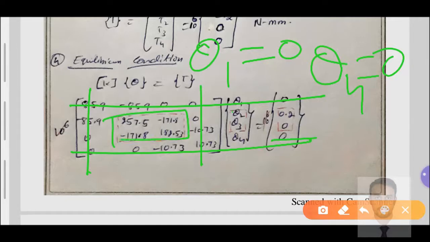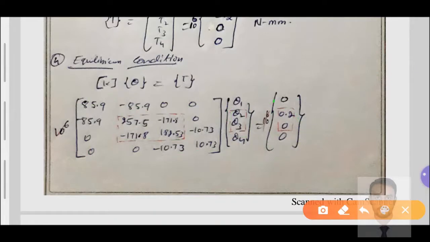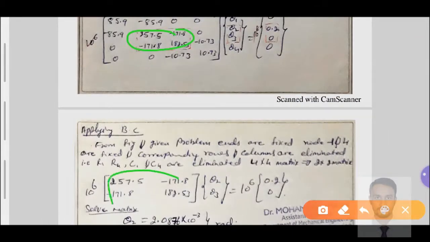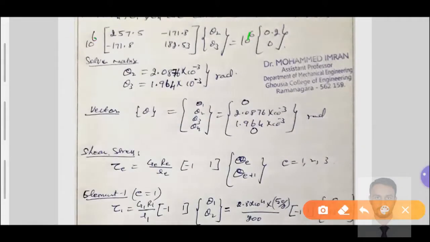The highlighted portion remains, that is theta 2 and theta 3, and the respective values remain. See here, 10 to the power of 6, I have cancelled from the left hand side and right hand side. Then this value we have taken here. So what is that value? 257.5, minus 171.8, minus 171.8, 182.53, theta 2, theta 3, after eliminating rows and columns, 0.2 and 0. Then eliminate this 10 to the power of 6.